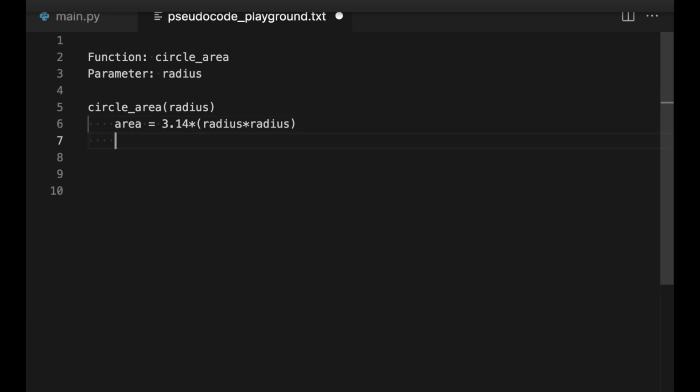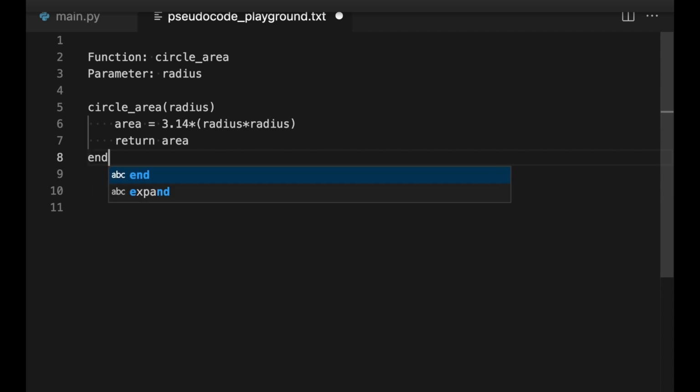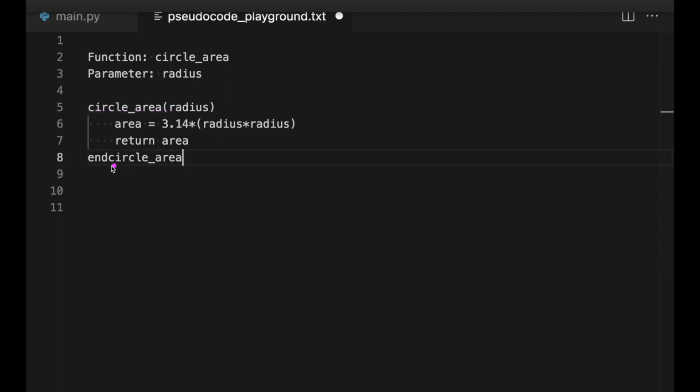Once we've calculated the area, pi r squared, I'm just gonna return that area using a return statement. And then this is important. In order to end the function, we're gonna do end and then the name of the method. So it's just gonna be circle area without a space. So the name of the function is circle area. Then we're going to have end, no space, the name of the function again. And that's the basic syntax for creating a method in pseudocode.